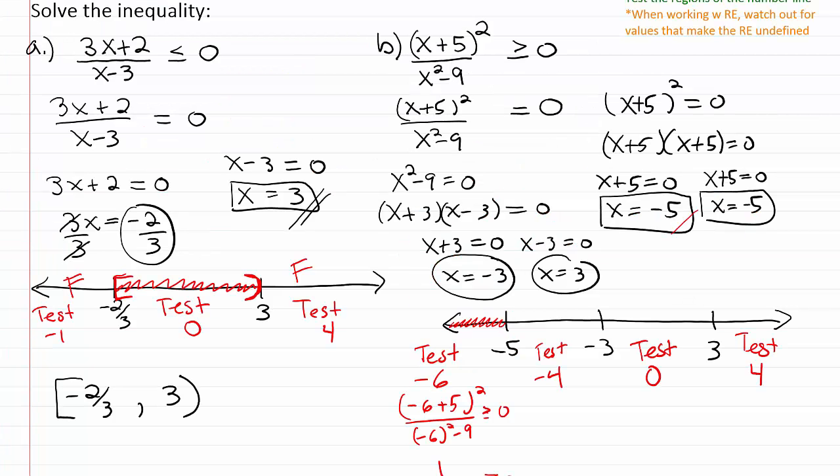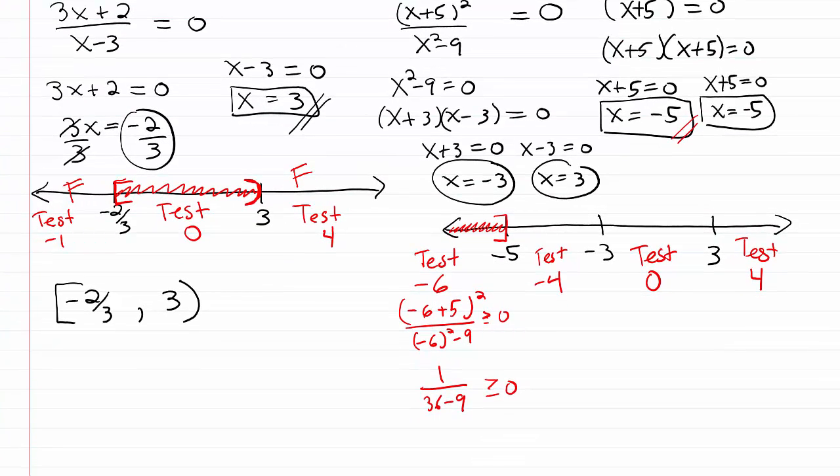Remember that the negative 5 came from setting the numerator equal to 0, so we're actually going to include that as an answer because that'll make it equal to 0. So I'm going to use a square bracket there to indicate we include negative 5 in that part of the number line. All right, let's test negative 4 now.